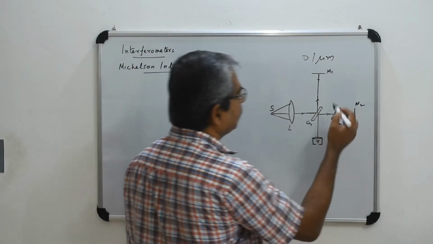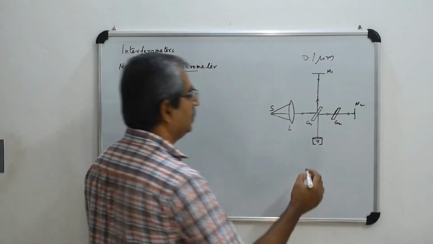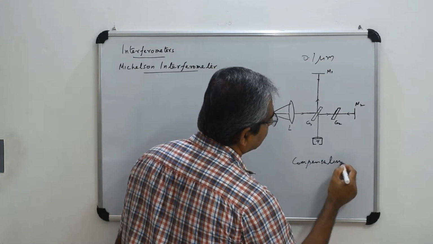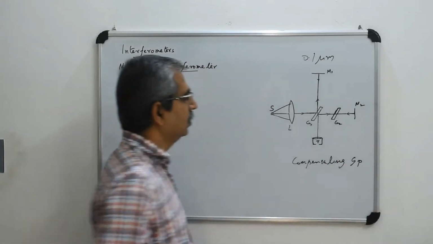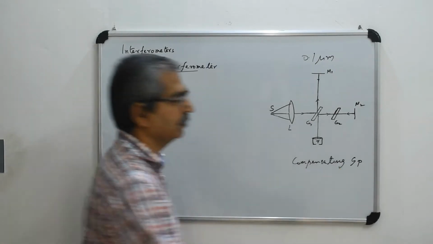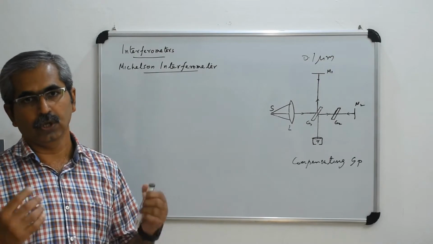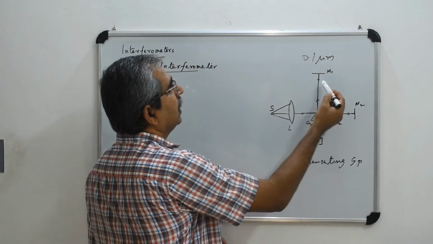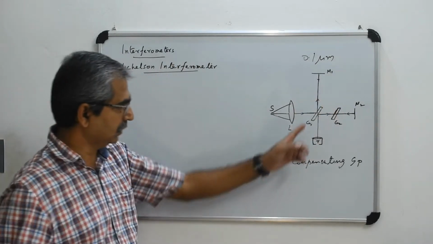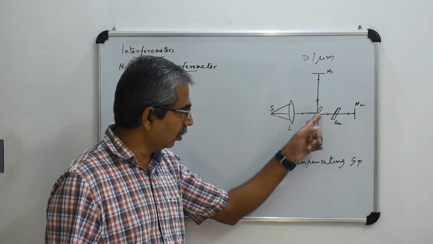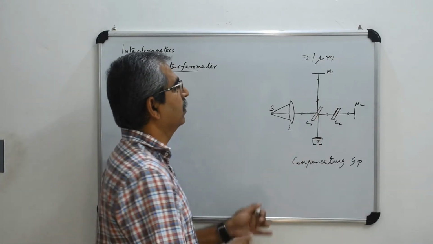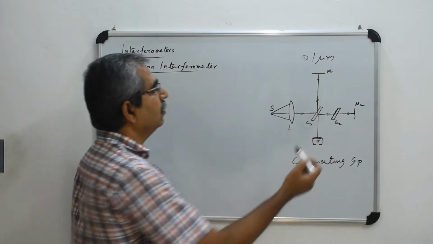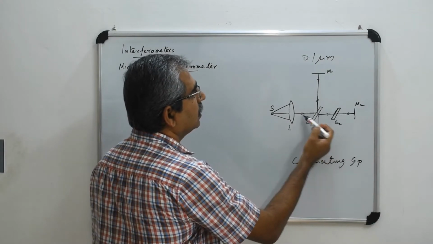Now see this glass plate G2. G2 is called a compensating glass plate. We will see why it is called a compensating glass plate. In this picture, the light going towards M1 is split at the lower surface of G1, that is, this particular surface. This is where the splitting takes place. Up to this point there is a single ray.